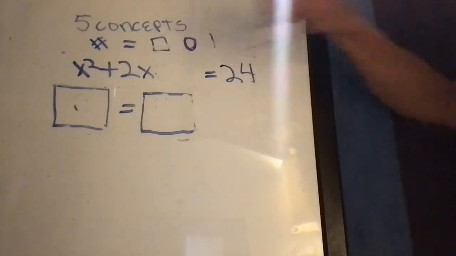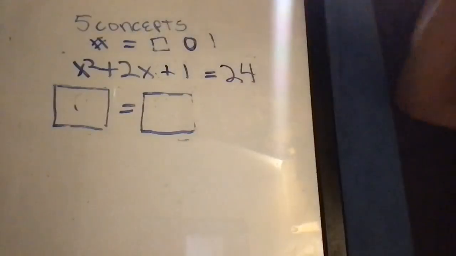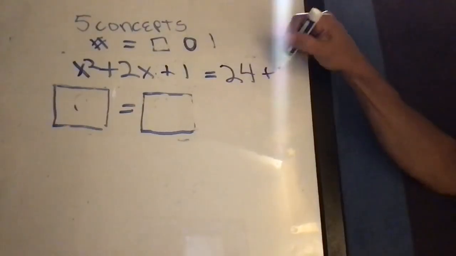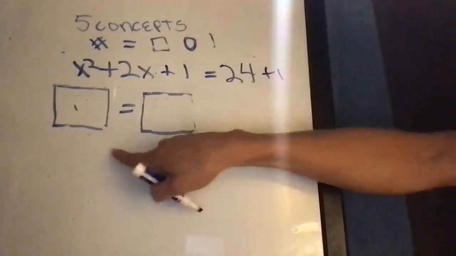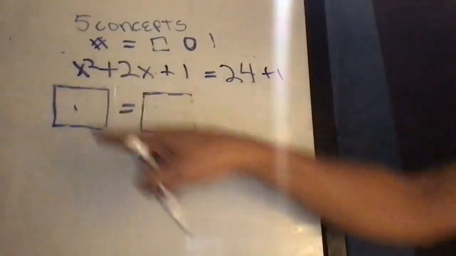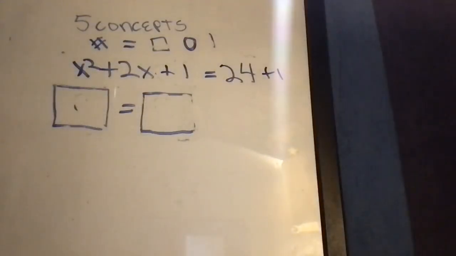And then what completes the square? 1. And what do I have? I got to add 1 over here, too. Can I just add 1 over there? Right? You got your blocks. Oh, so now what? Now I've got that same x squared, 2x, and 1 is equal to 25.